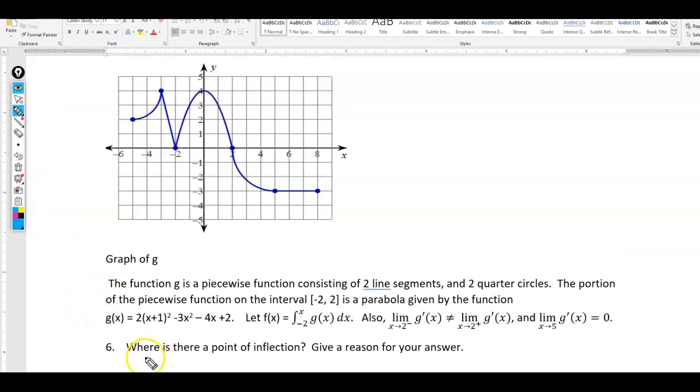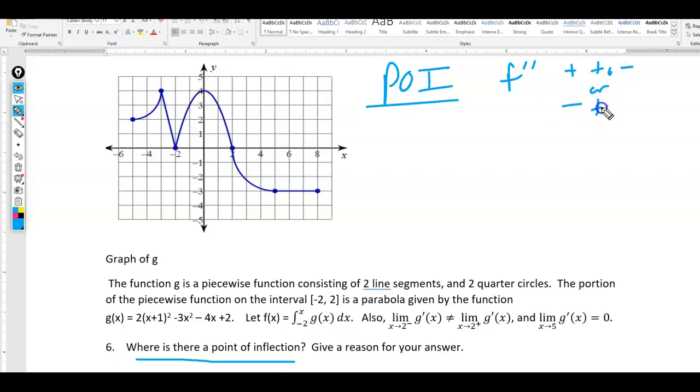All right. Number 6 is asking us where is a point of inflection and give a reason for your answer. Let's see. A point of inflection, in case you guys forgot, is a place where the concavity changes from positive to negative or negative to positive. So in other words, F double prime is changing from positive to negative or from negative to positive.